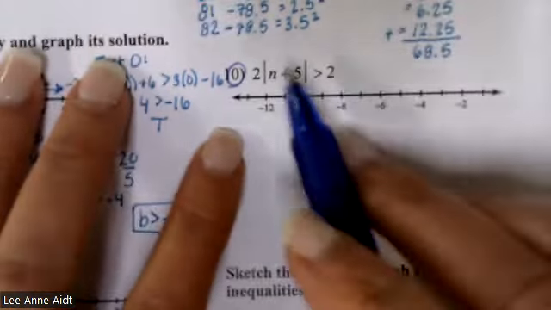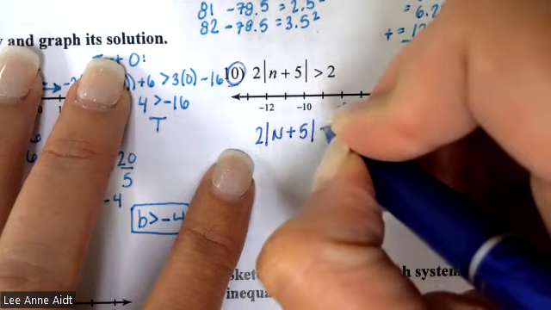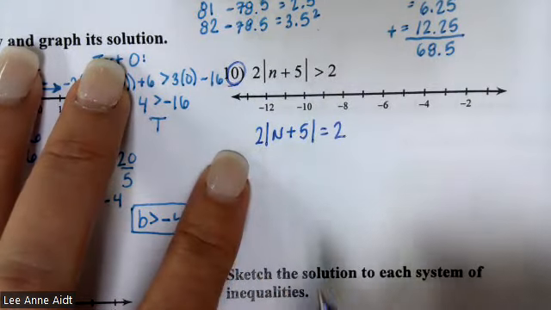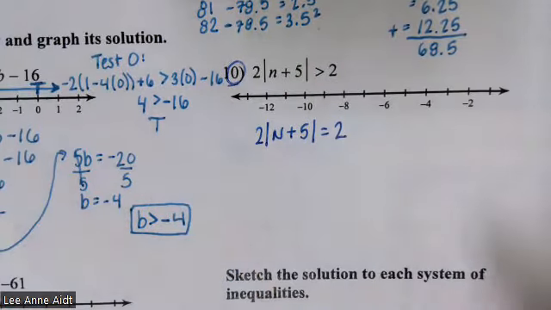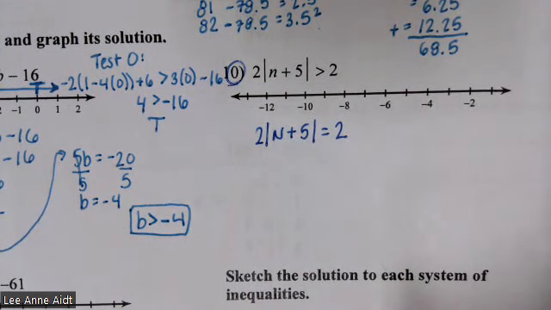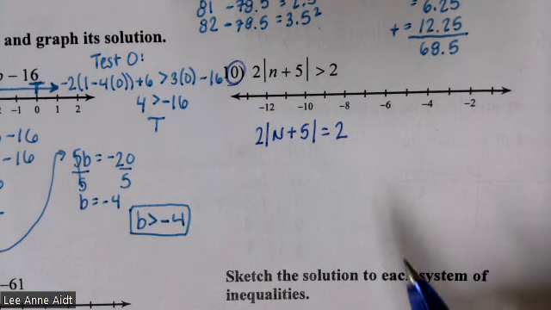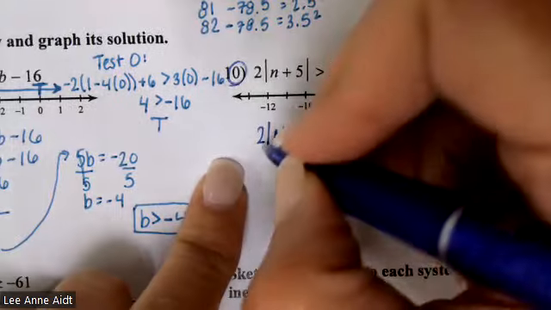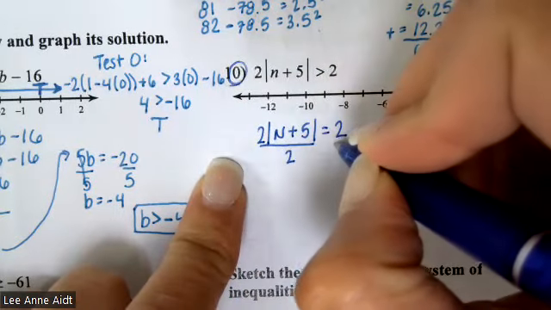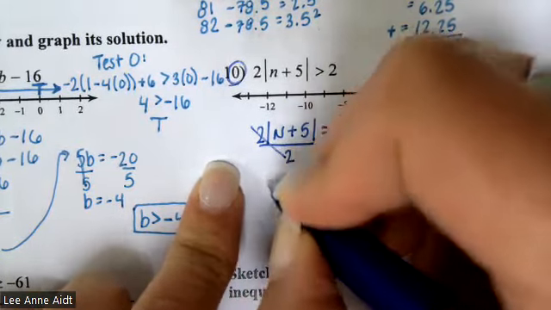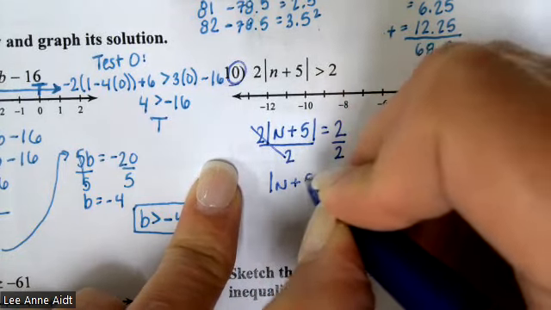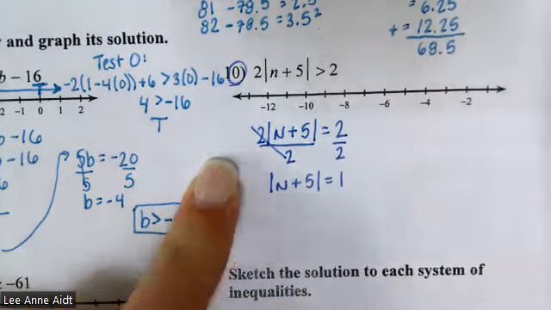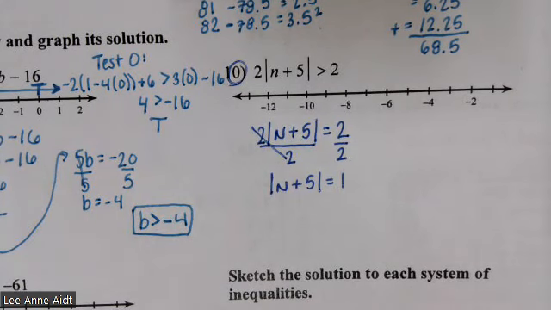Number 10. The first thing I'm going to do is pretend that it's equals. So 2 times the absolute value of n plus 5 equals 2. Now, I know I need to break these up into 2 pieces, but before you do that, I need to get the absolute value by itself. So I need to divide both sides by 2. So I have absolute value of n plus 5 equals 1.